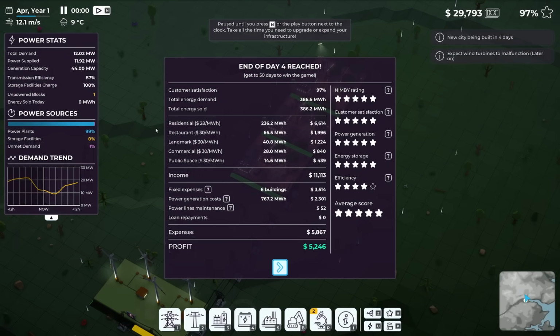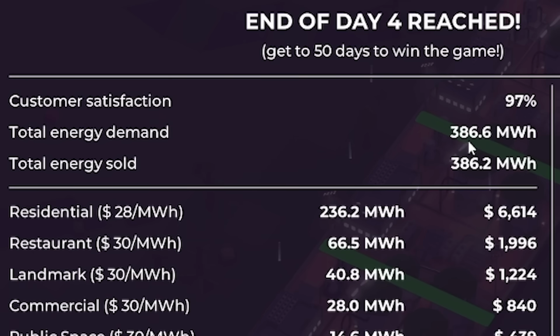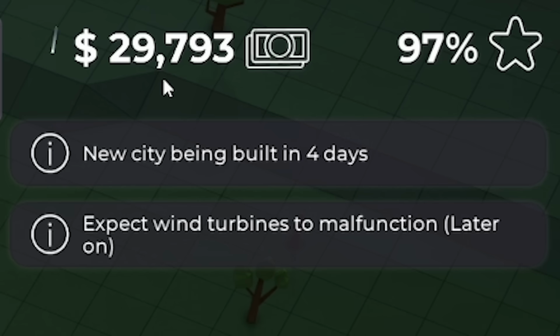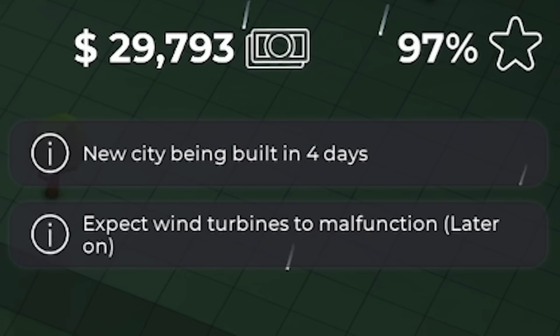385 a day we're using. So you can see here the total energy demand was 386 a day. So we've essentially got 3 days stored up. So we can last 3 days without wind. We haven't got enough money at the moment to be able to afford another battery.